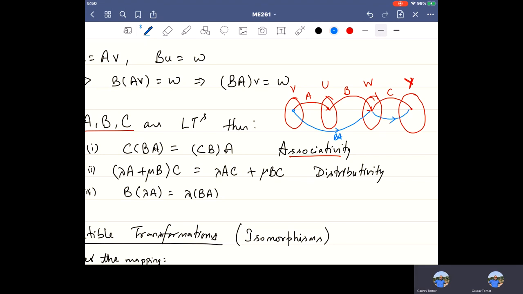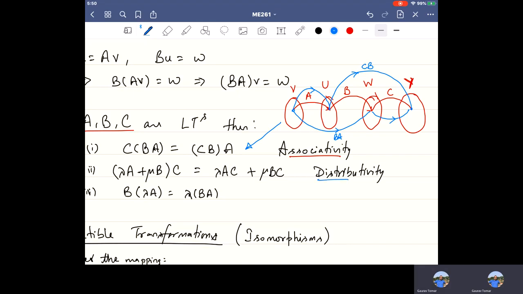Or you can have a product definition of operating between U, W, and Y. And in that case, this is going to be your CB. So you can do A first, and then you can do CB, direct mapping. So this essentially gives you the associativity property, correct?